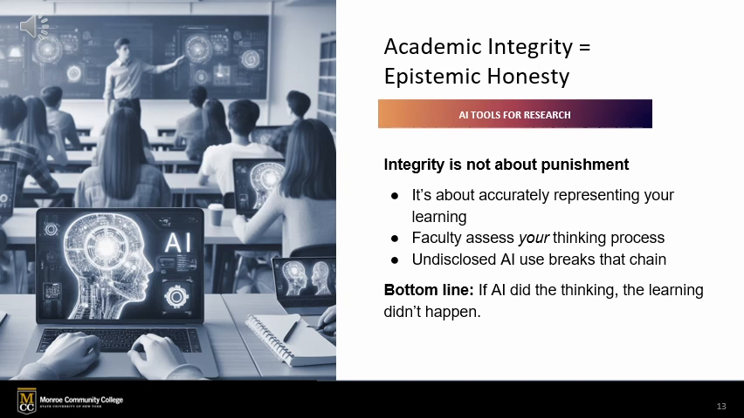Instructors aren't just grading your final product, they're assessing your thinking process, your ability to engage with ideas, your capacity to construct arguments. When AI does that thinking and you don't disclose it, the signal breaks completely. Your instructor thinks they're evaluating your learning, but they're actually evaluating a machine's output. Here's the bottom line: If AI did the thinking, the learning didn't happen. That's not a moral judgment. It's just a fact about how learning works. You can't build skills by outsourcing the practice of those skills.